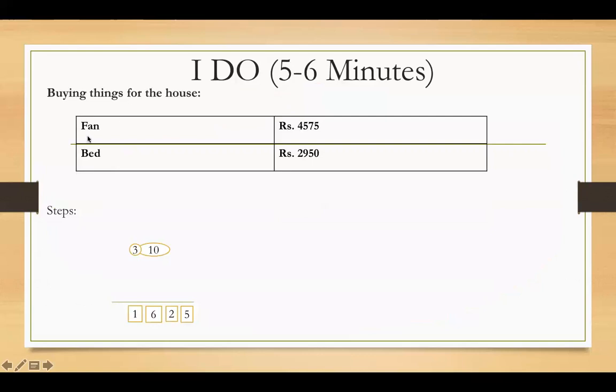He purchased one fan and one bed. The cost of fan is 4,575 rupees. The cost of bed is 2,950 rupees. And the question is, how many more rupees does the fan cost than bed? How much costlier is fan than bed?